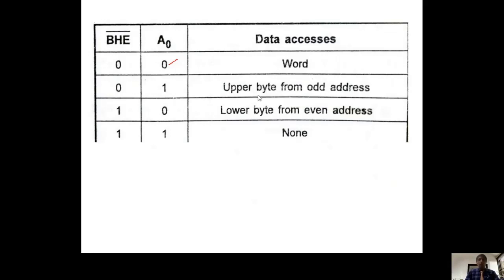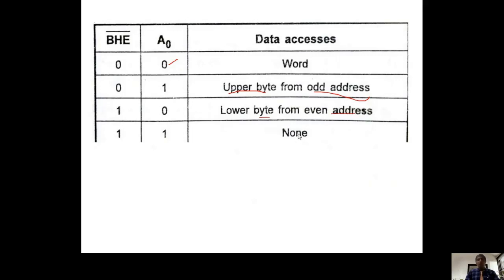If it is 01, the processor accesses only the upper byte, from which address? Odd address. From the odd address, it will take the upper byte. If it is the 10 combination, the processor accesses the lower byte from the even address. If it is 11, none: no operation, no data access is possible.